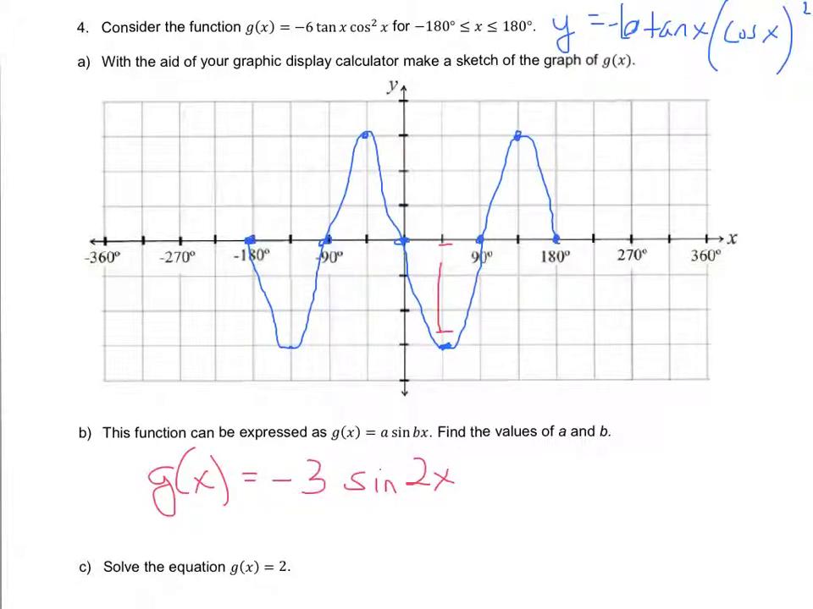So in order to figure out what my values of A and B are, I need to go back in my diagram and look for the amplitude, the period, and the principal axis. Luckily here, the principal axis is 0, so I don't have anything else attached to it.